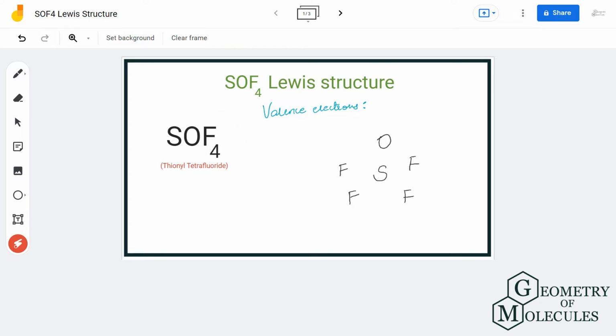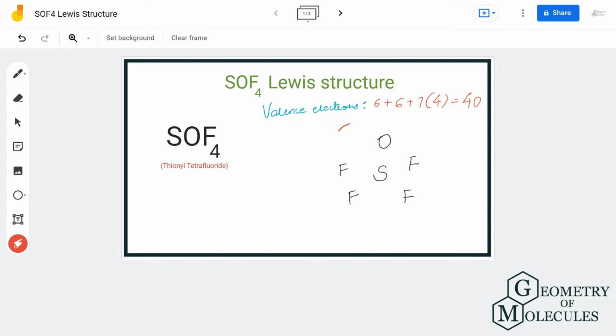In today's video we are going to help you with the SOF4 Lewis structure, or OSF4. You can write it either way. For determining its Lewis structure, we'll first look at the total number of valence electrons. We have one oxygen atom which has 6 valence electrons, a sulfur atom which has 6 valence electrons, and fluorine atoms which have 7 valence electrons each. So in total we have 40 valence electrons for this molecule.